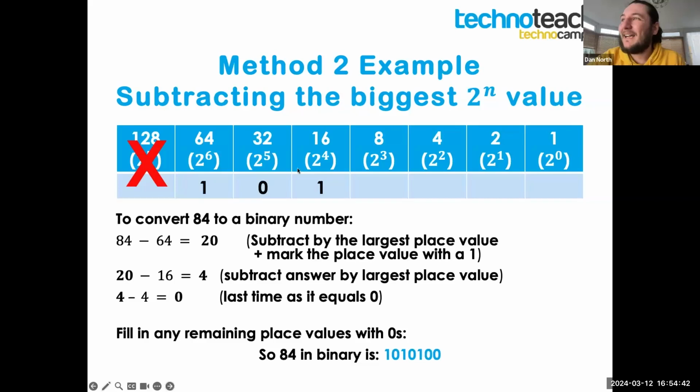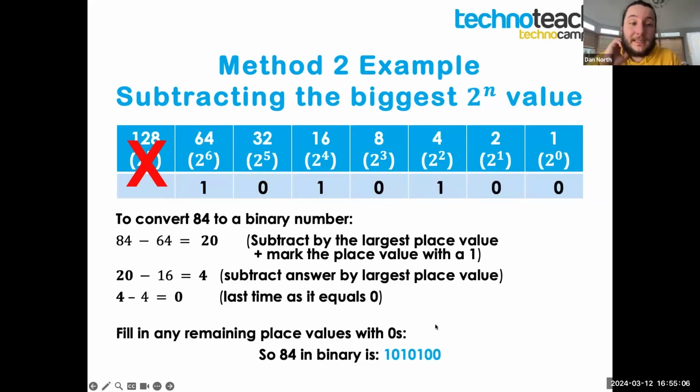From 20, can we subtract 32? No, we can't. Can we subtract 16? Yes, we can. So that gives us 4 left over. And then from 4, can we subtract 8? No, we can't. Can we subtract 4? Yes, we can. And that gives us 0 left over.